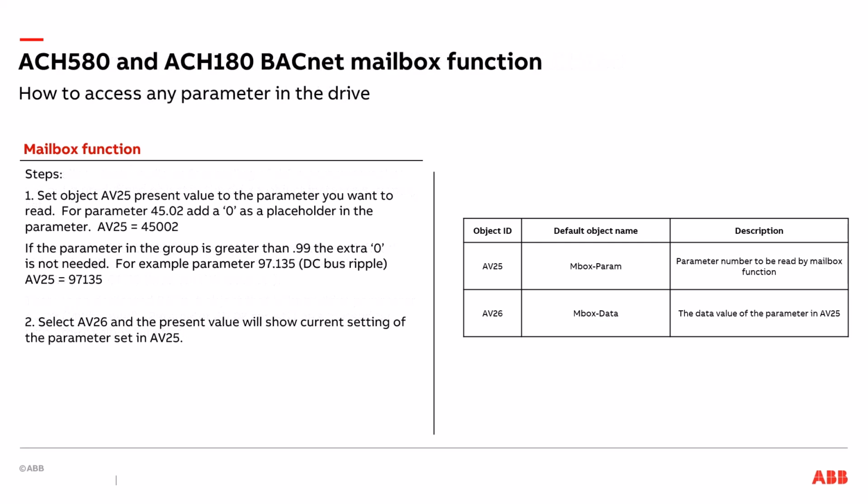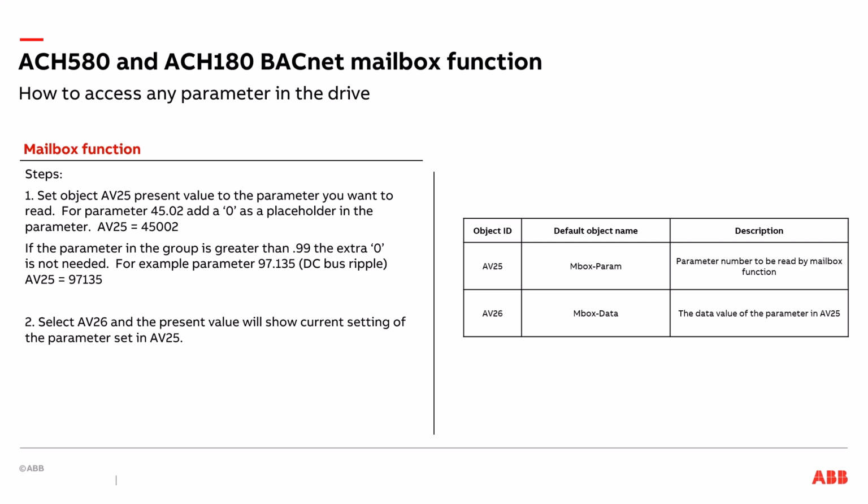All right, before I demonstrate how to use this mailbox function using the software tool YAB, I just wanted to discuss the two steps that we need to follow to use the mailbox function. The first one is we need to set BACnet object AV25 to the parameter that we want to read. For example, if you want to read parameter 4502, we're going to set AV25 to 45002. You'll notice I added an extra 0 in there.